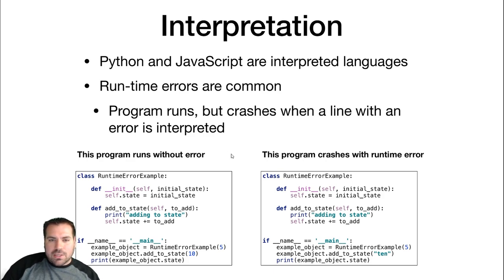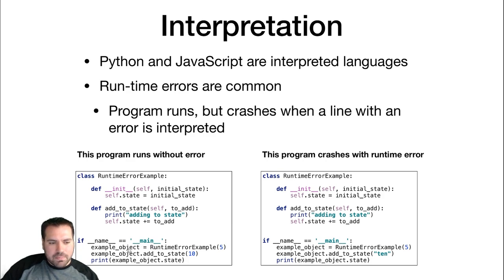So a Python program or a JavaScript program will almost always run, I'll hedge it a little bit, but they'll practically always run, but they might crash after they run. That's because they're interpreted. So if we have this program in Python, we're going to run this, and this is some of the syntax for a class and main method in Python.